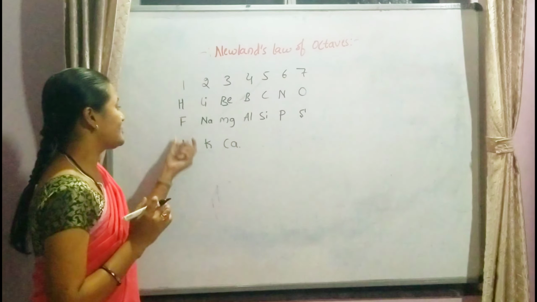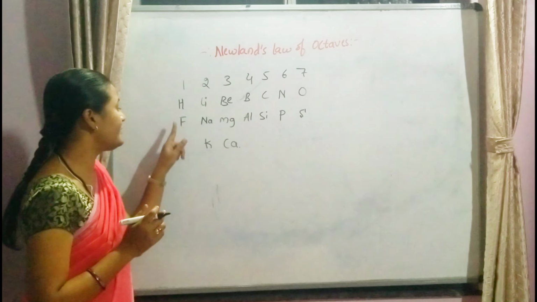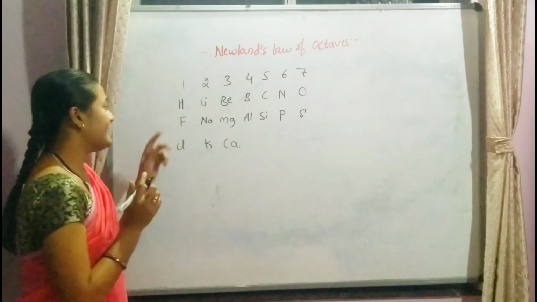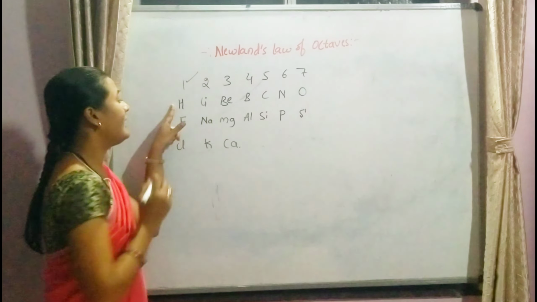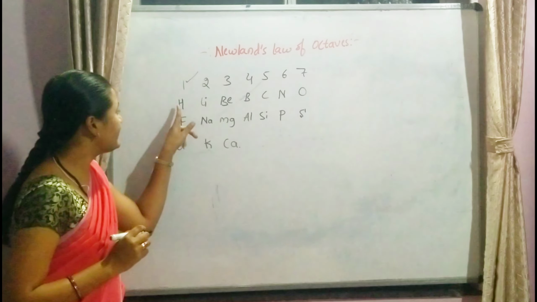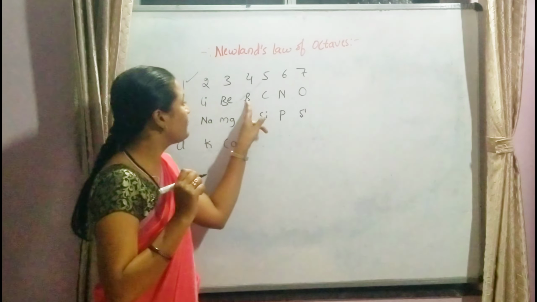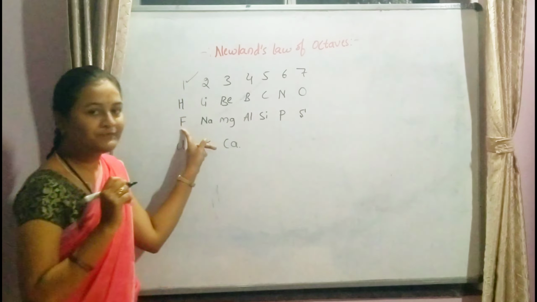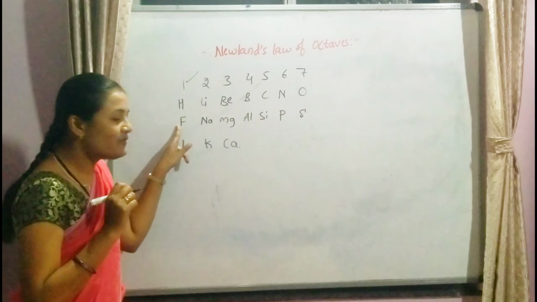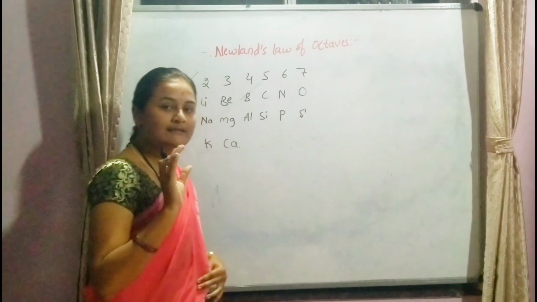Now we consider the first column. It contains the elements hydrogen, fluorine and chlorine. Hydrogen is the first element and fluorine is the eighth element. If we consider hydrogen as the first element, then 1, 2, 3, 4, 5, 6, 7 and 8. Here, hydrogen and fluorine have similar properties.